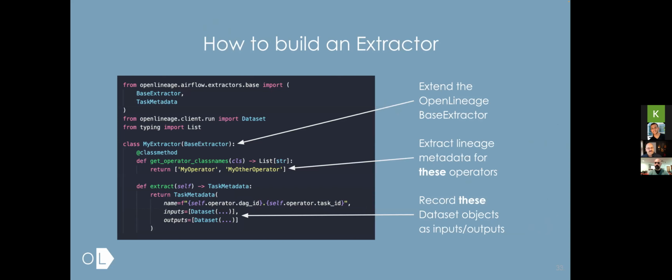You start by extending the OpenLineage base extractor class. You tell it, using a class method, which operators this extractor works on. And then you implement either the extract or the extract on complete method. And you return a task metadata object, which essentially is the name and the inputs and the outputs, using OpenLineage dataset objects for the inputs and the outputs. This is something that Michael's going to spend a bunch more time on in our coding example, but I wanted to give you the 30,000-foot view of what an extractor looks like.